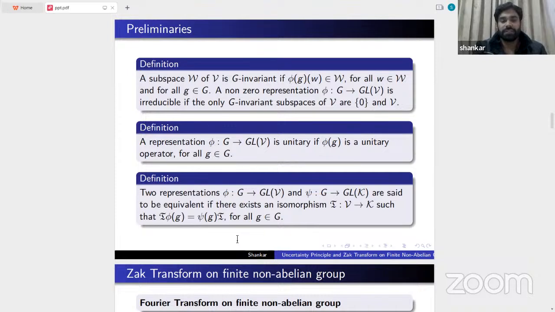So two representations phi and psi, where phi is from G to GL(V) and psi is from G to GL(K), are equivalent if there exists an isomorphism between the two vector spaces, V to K, that satisfies this condition. That means that the isomorphism commutes with respect to phi and psi.